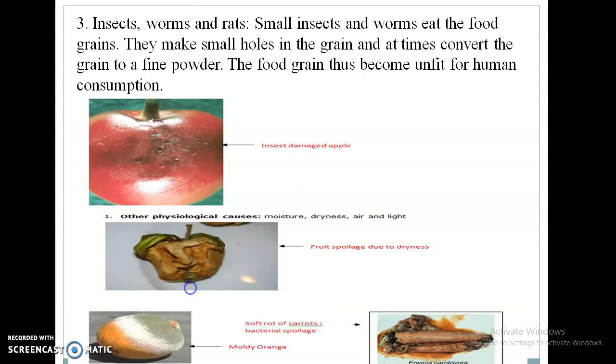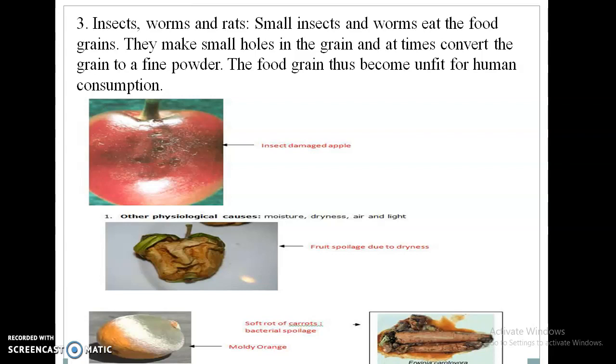Okay, next is the third factor, that is insects, worms and rats. Small insects and worms eat the food grains and make small holes in the grain, and at times convert the grain into fine powder. In this way the food grain becomes unfit for human consumption, and this is the third factor responsible for food spoilage.